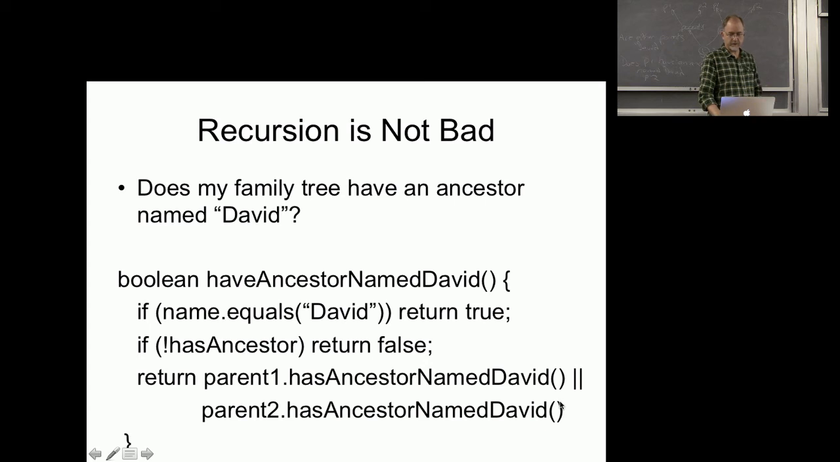So if this returns true, then the whole thing is true. Even if this is false, if the other is true, it's true. But if they're both false, it's false. And the reason it would be both false would be they run out of people to look at.